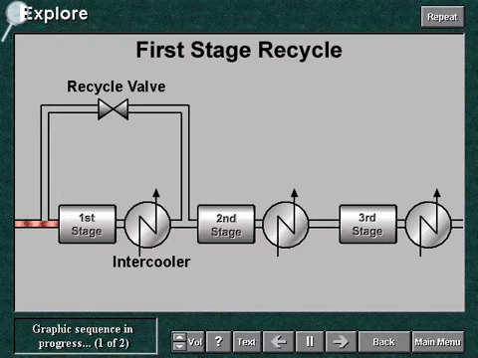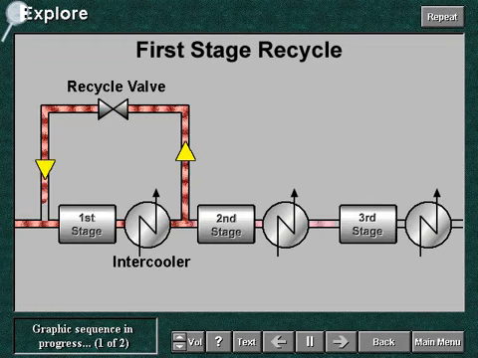Recycle controls capacity by recirculating a portion of the gas from the first stage delivery back to its suction. This system is suitable for multi-stage compressors and works by reducing with the recycle the quantity of gas that is sent to the second stage and beyond. The gas amount recycled around the first stage can be varied continuously. The system therefore is a continuous type control.